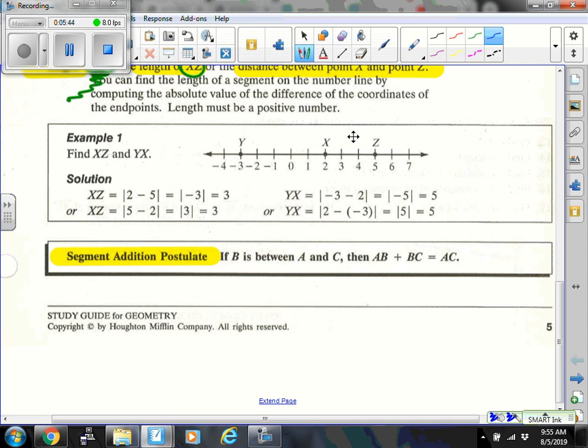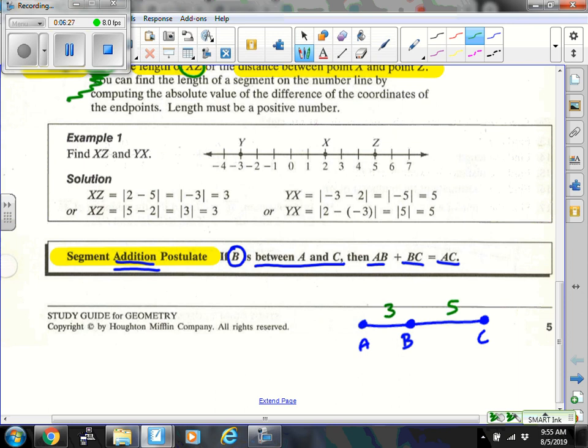Now, basically, this is the segment addition postulate. It means that I can take any point B between two points, A and C, and add the length from A to B to the length from B to C, and I get the length of AC. In other words, if I have a length AB and I know its length is 3, and on the same line, I have the line segment BC, and I know its length is, say, 5.